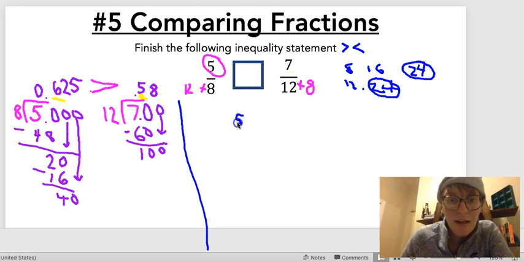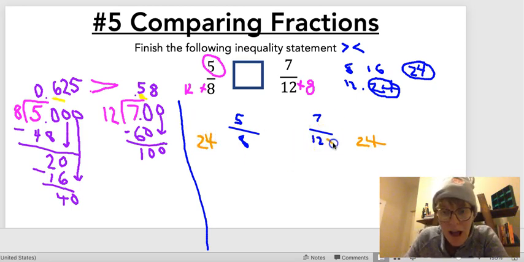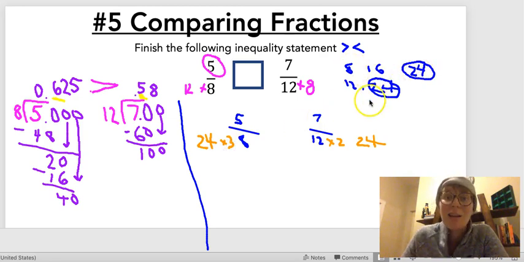So 5/8, I want to make that out of 24. 7/12, I want to make that out of 24. So let's check it out. If I want to change both of these to 24, I can do that because 24 is the LCM, or the lowest common multiple. I can do 12 times 2, and over here I can do 8 times 3. And you can see that right here because 24 is the third multiple of 8, and 24 is the second multiple of 12. Whatever I do to the denominator, I need to do the numerator.